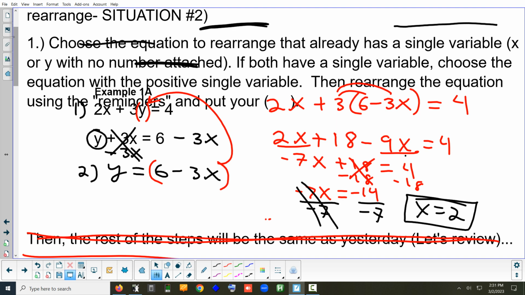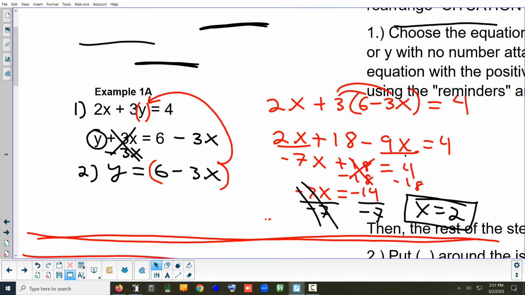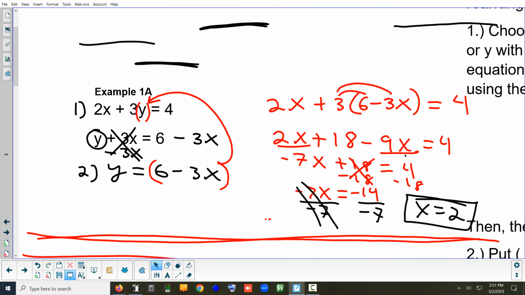Anyone help them out? What do we do with this number now? Because we still have to find y. Yeah, we were going to replace the x with 2, and we're going to pick one of these equations, either the 1 or the 2. Does it matter which one we pick?